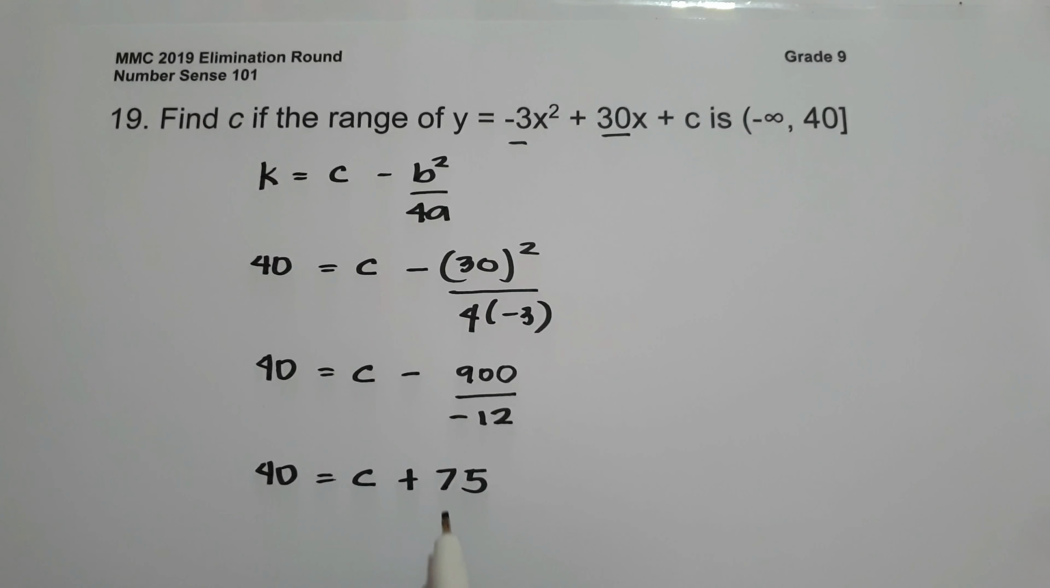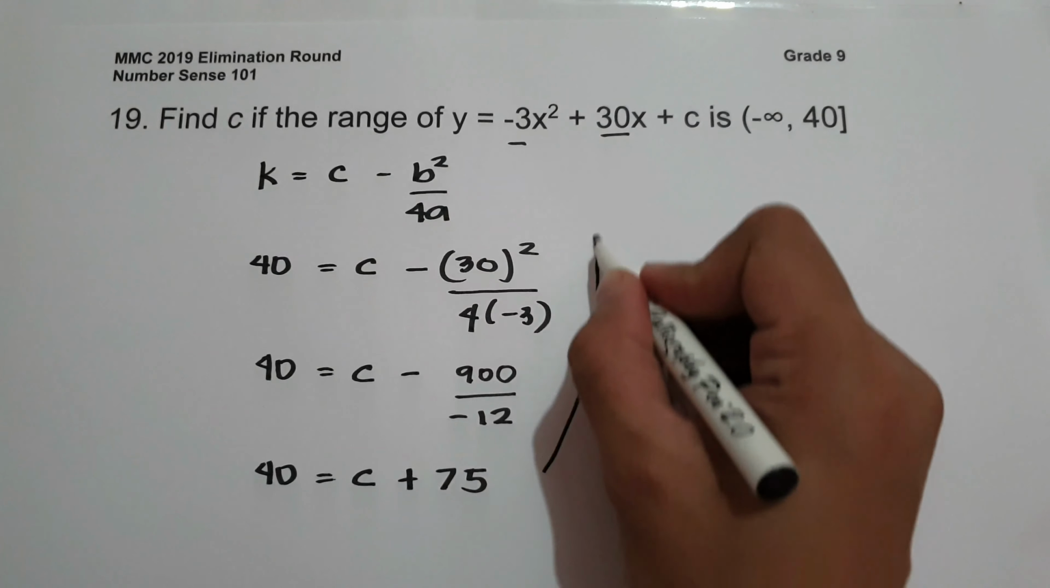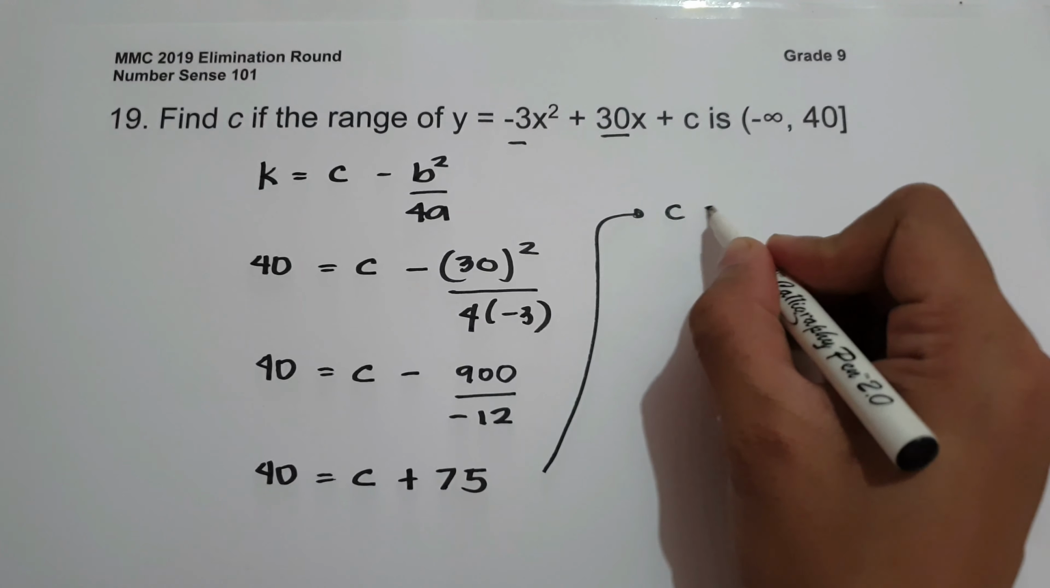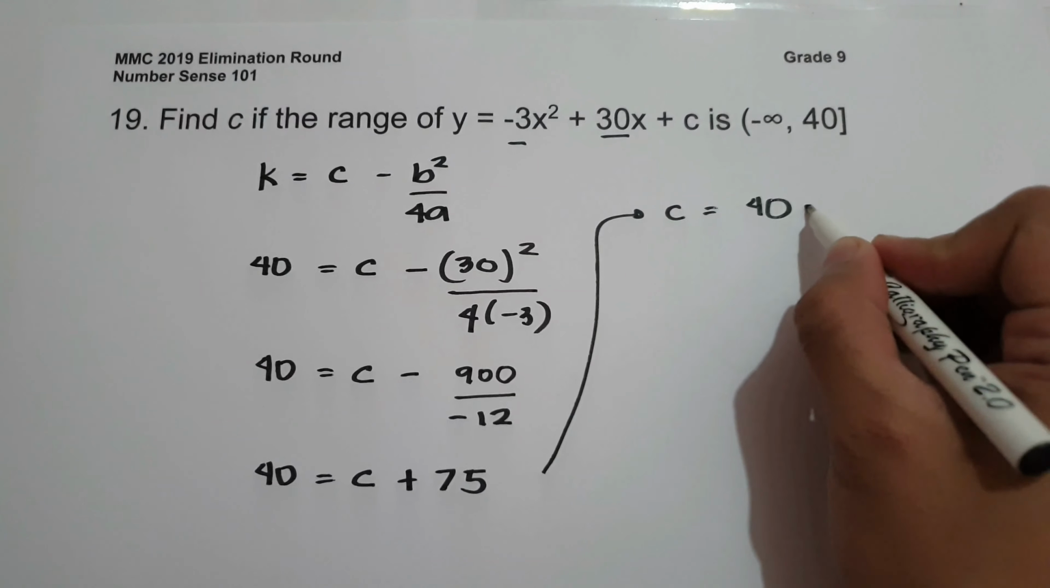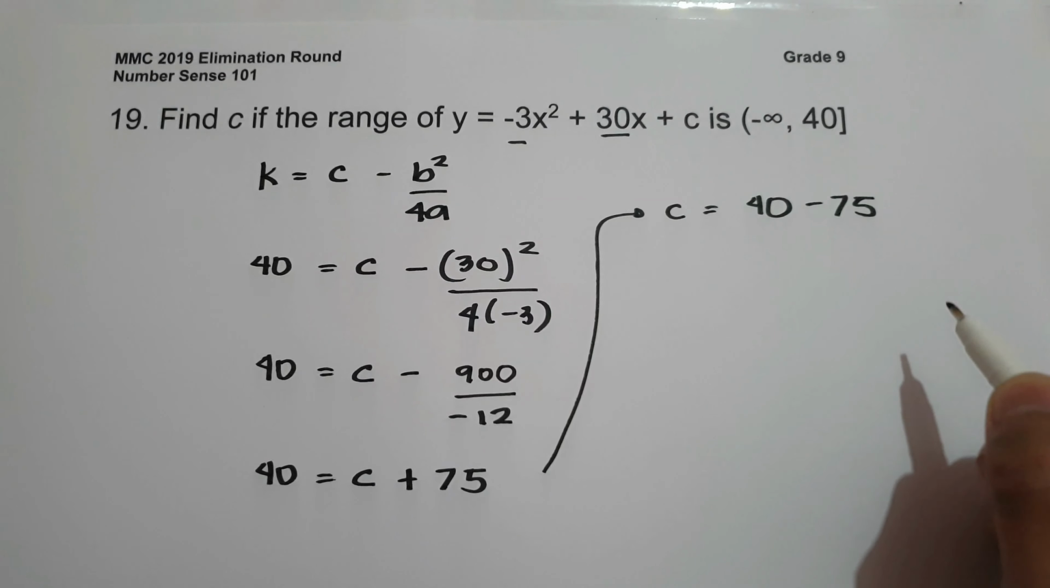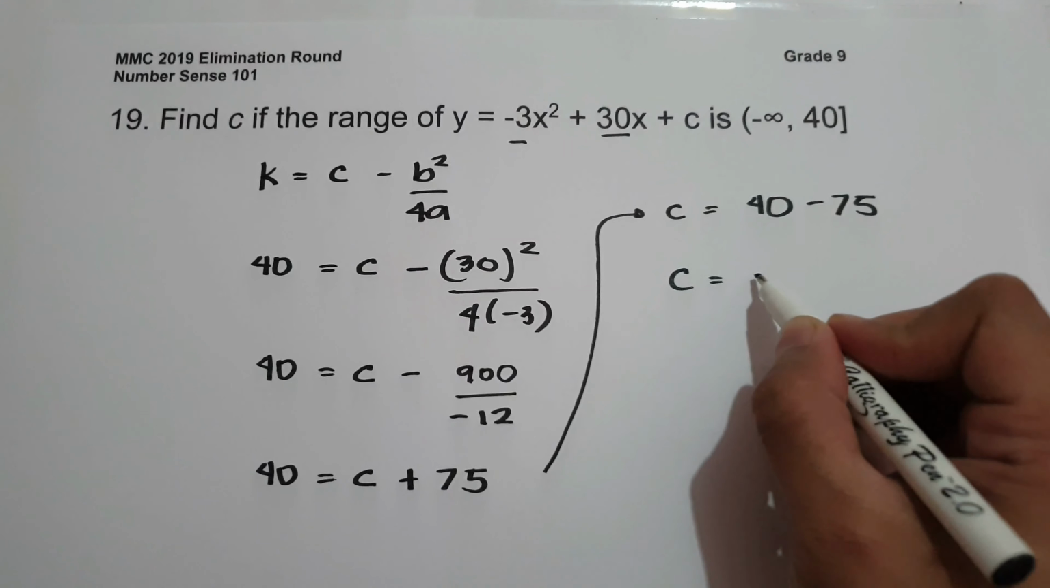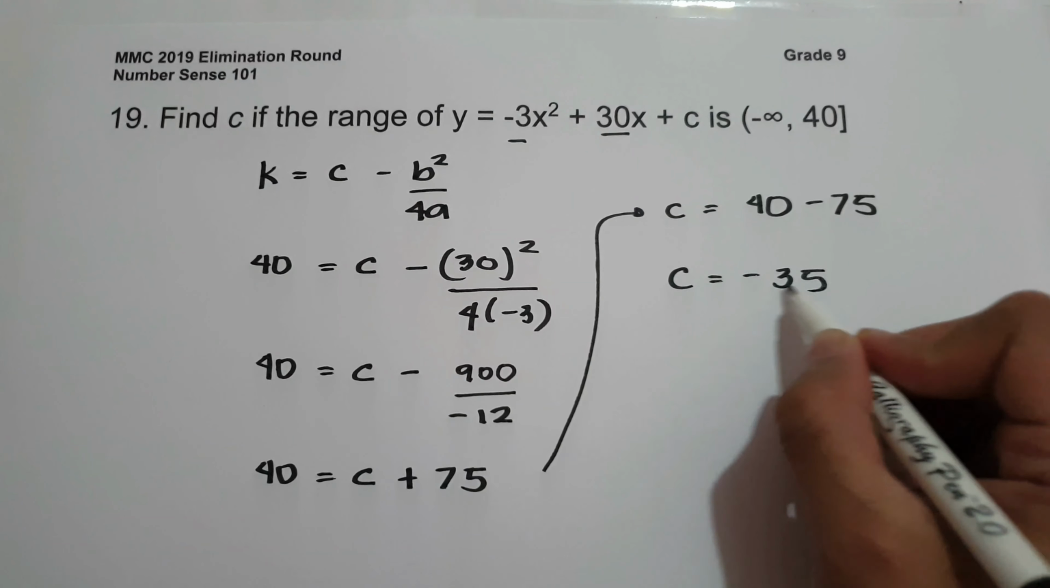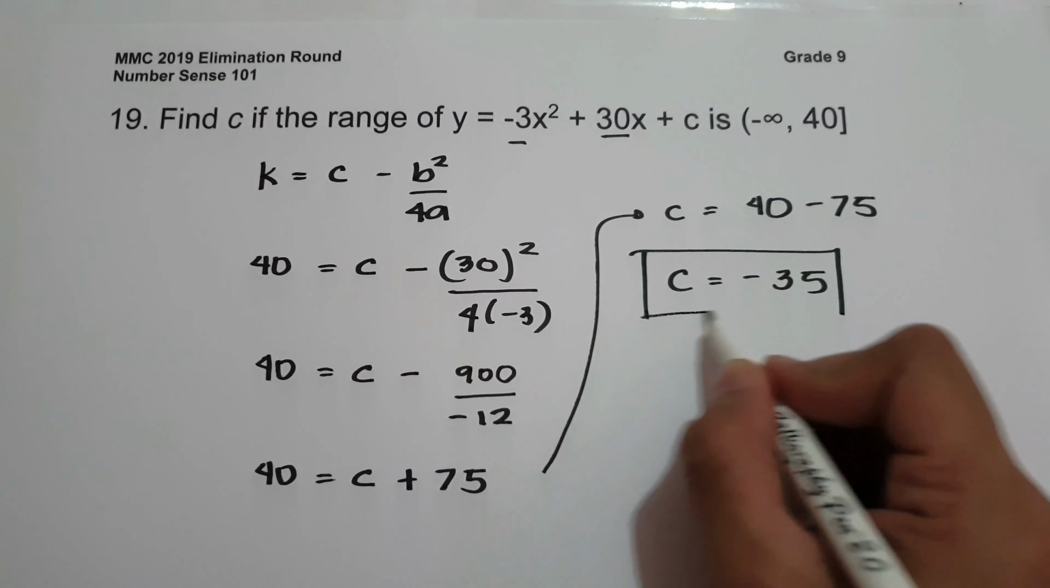Let us move 75 to the side of 40. It will give us c equals 40 minus 75. So therefore, the value of c is negative 35. And this will be our answer.